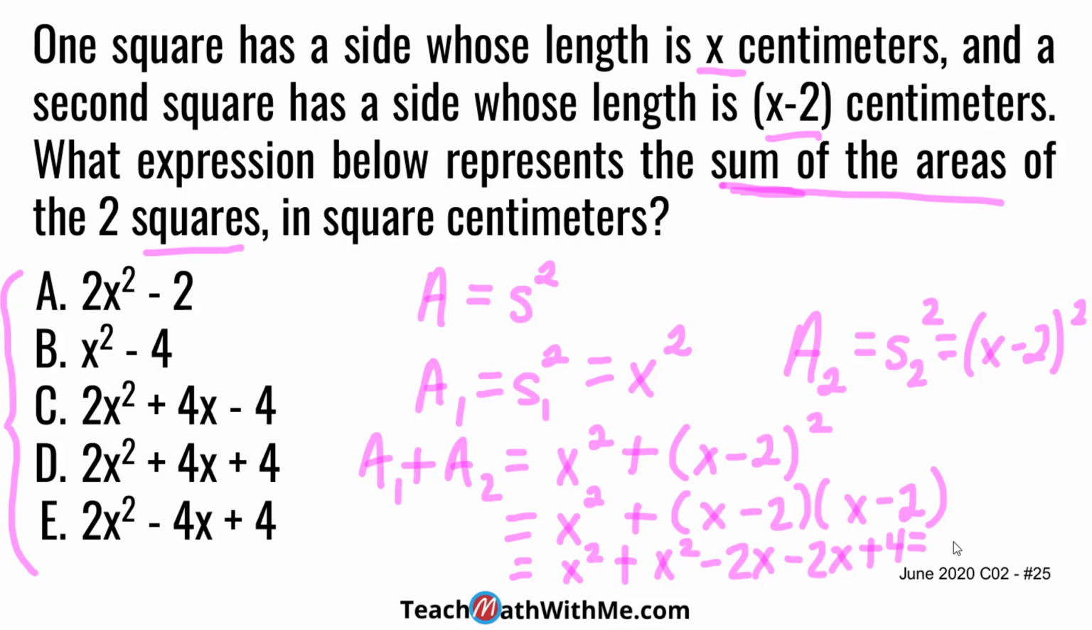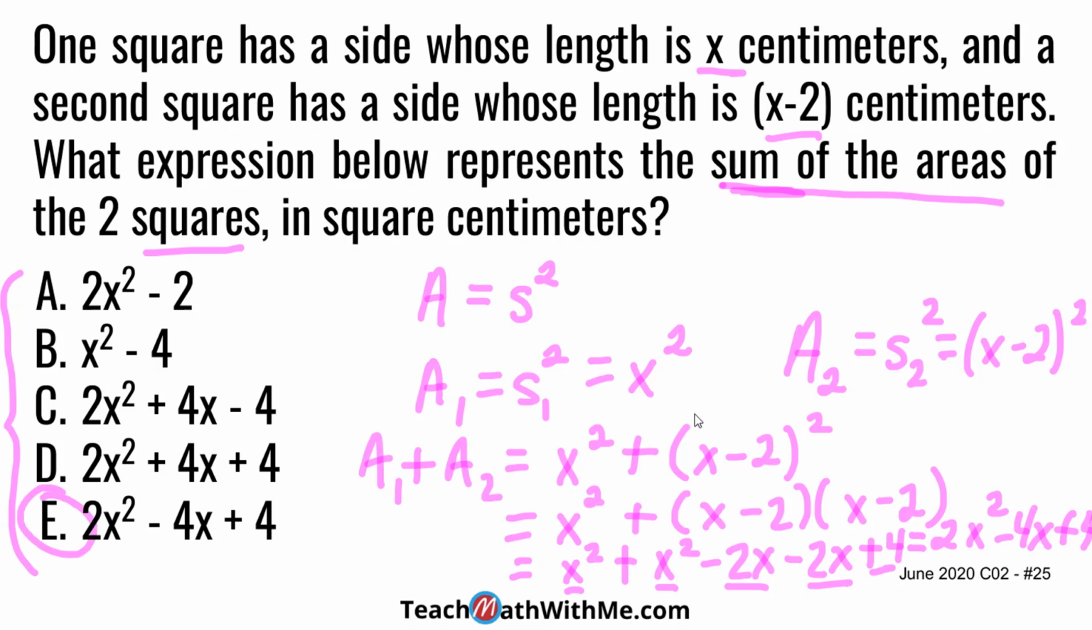Now let's combine like terms and simplify. We have an x squared and an x squared. That's going to give us 2x squared. And then we have negative 2x and negative 2x, which gives us negative 4x, plus 4. And so that's going to match with 2x squared minus 4x plus 4, which is answer choice E.